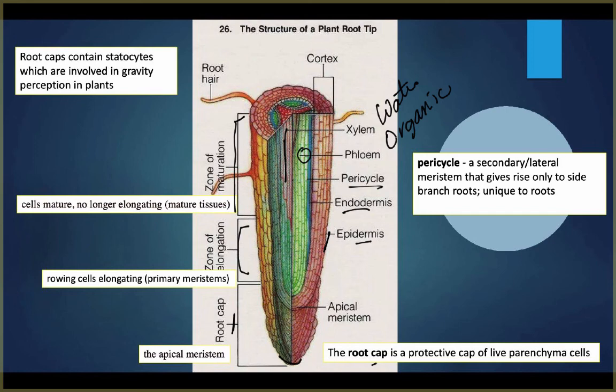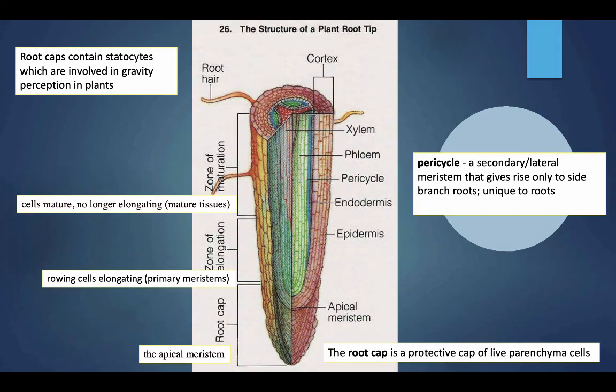Now, what's cool also is the root cap. Not only is it important in the growth of the root and stabilizing it, but it also contains statocytes, which are involved in gravity perception of the plant. So it grows in a certain way based on the pull of gravity, which I think is pretty neat in itself.